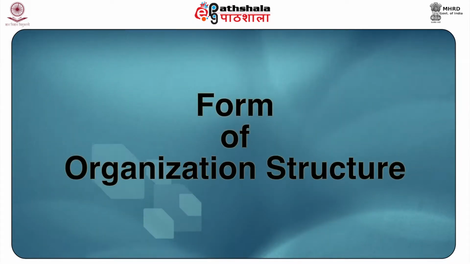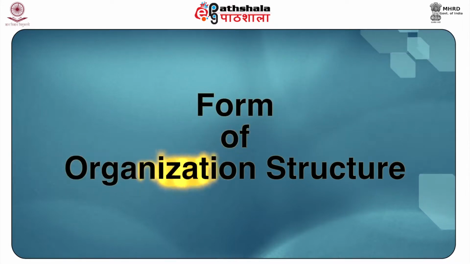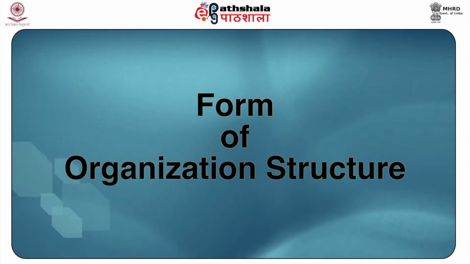Now we shall be discussing the various forms of mechanistic and organic structures that organizations choose in order to run their businesses. There are 5 forms of organization structure which are widely used by organizations all over the world. They are the functional structure, product structure, project structure, matrix structure, and the network structure. The functional structure and product structure fall under the mechanistic structure, and the project, matrix, and network structure fall under the organic structure. We shall now discuss them in detail.